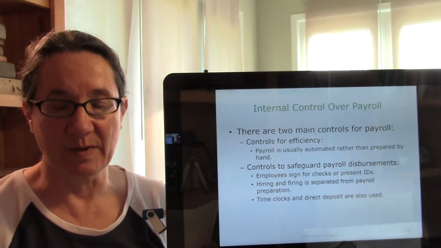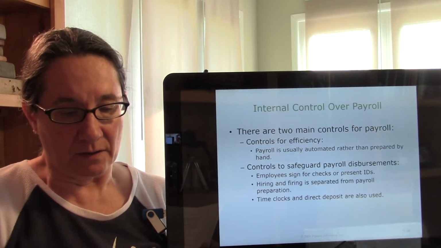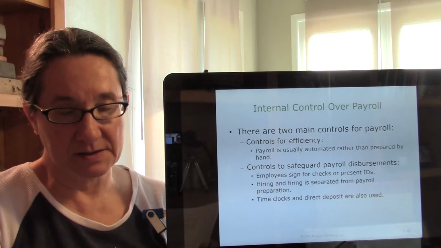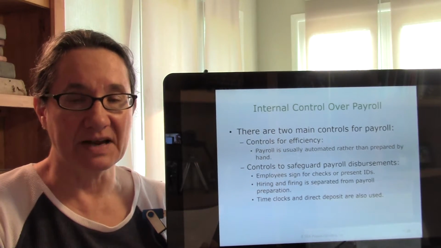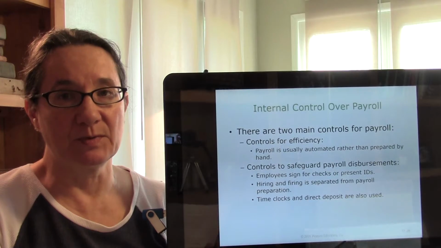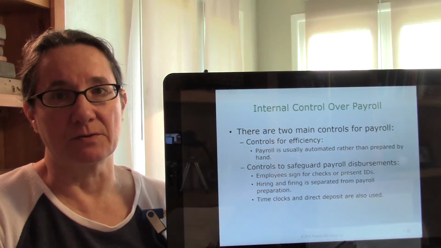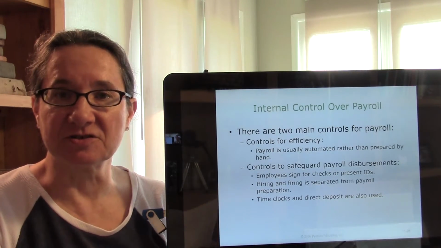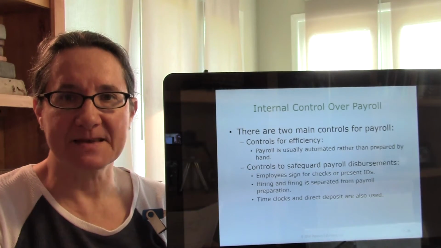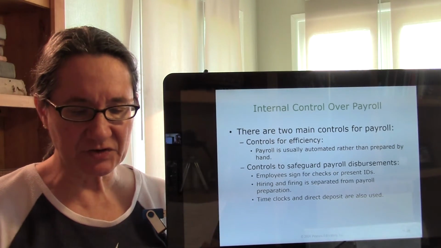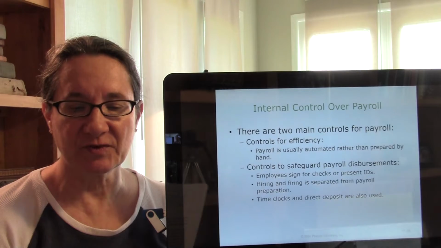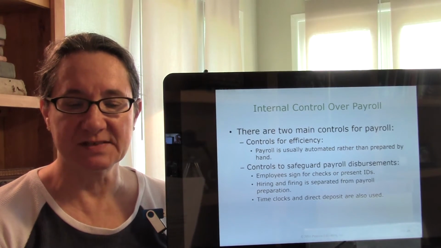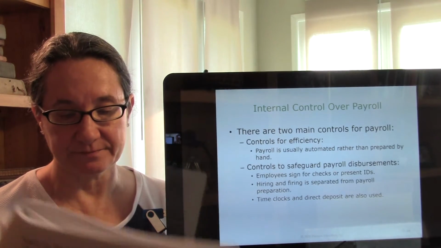Internal control over payroll. Okay, so you can imagine payroll involves cash. People want to get more cash, so we have to have internal controls that make sure all the payroll is kept right. There are two main controls for payroll: controls for efficiency and controls to safeguard payroll distributions.